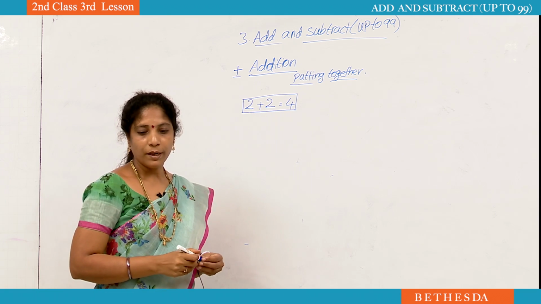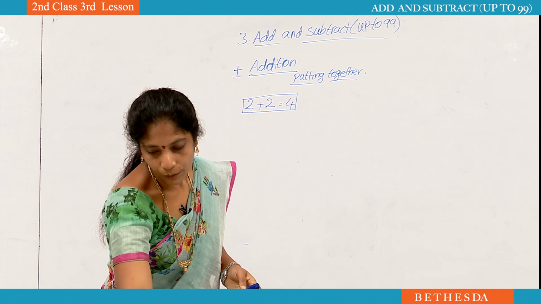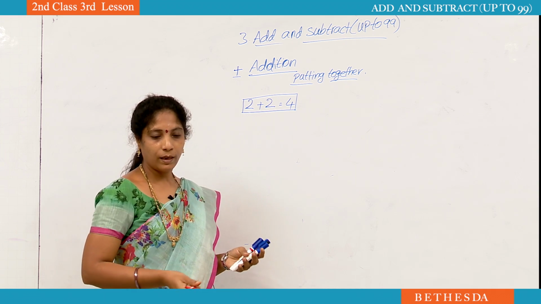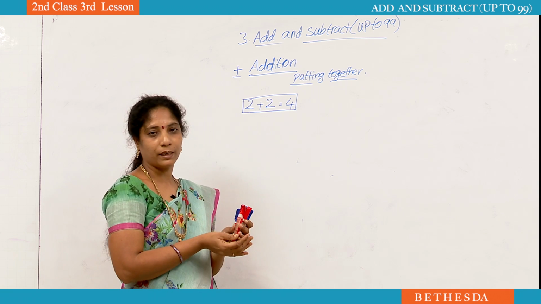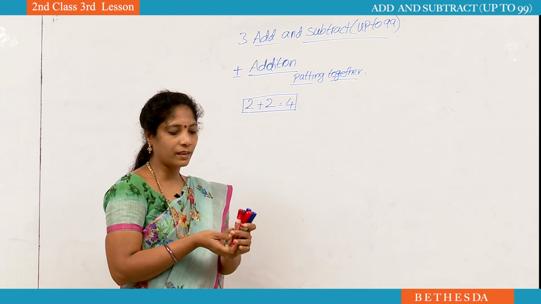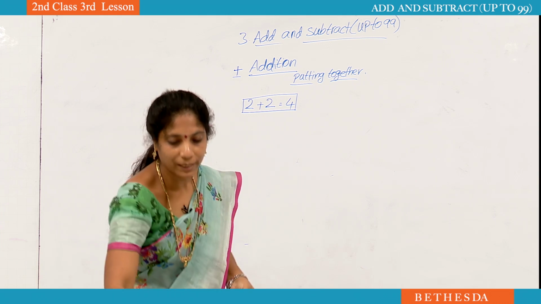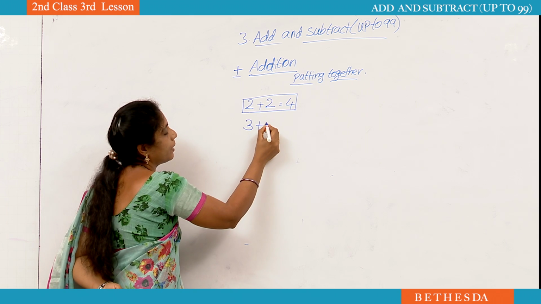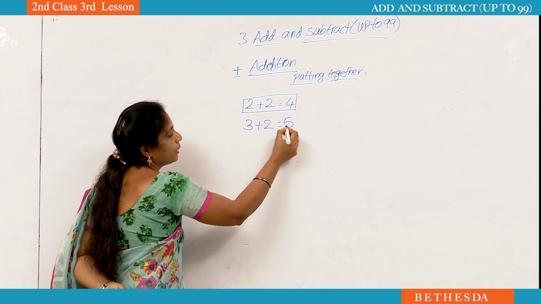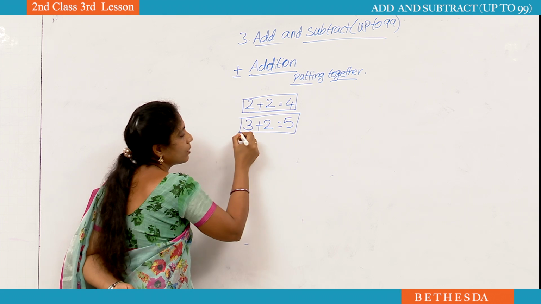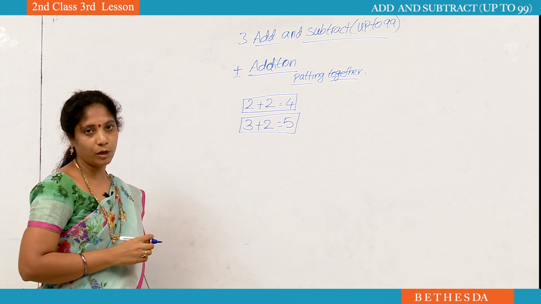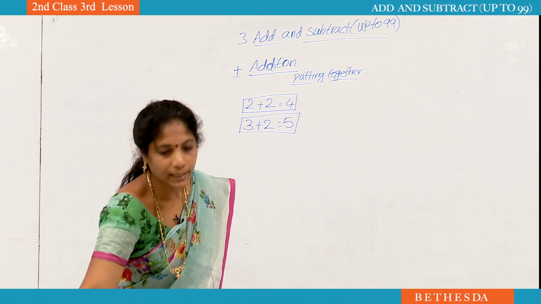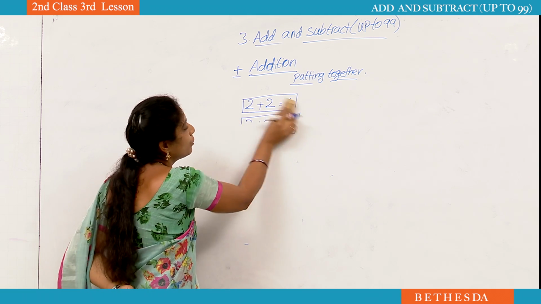For example, here I have 3 blue markers and I put again 2 red markers. Now how many total markers are there with me? 5. Now what did we do? 3 plus 2, 5. This is also called an addition fact. To do additions easily, now I am going to tell you some quick tips.